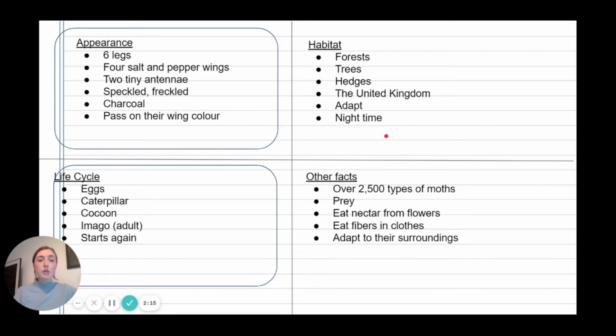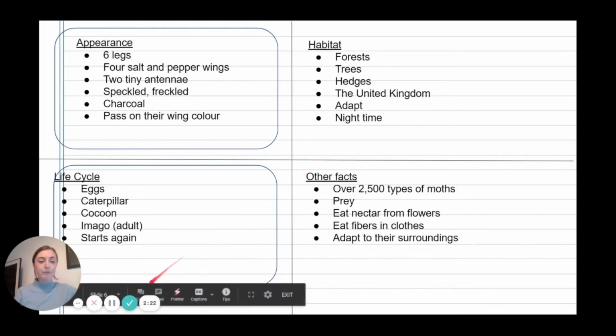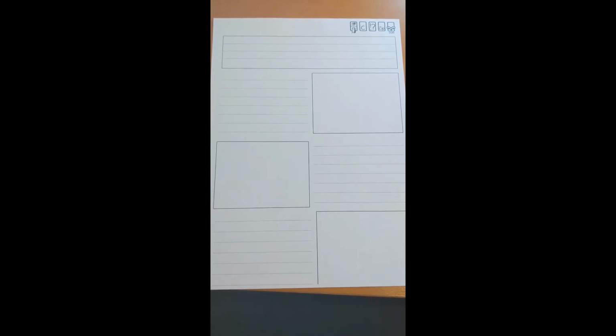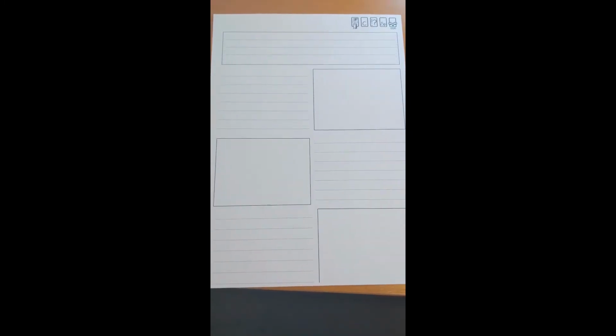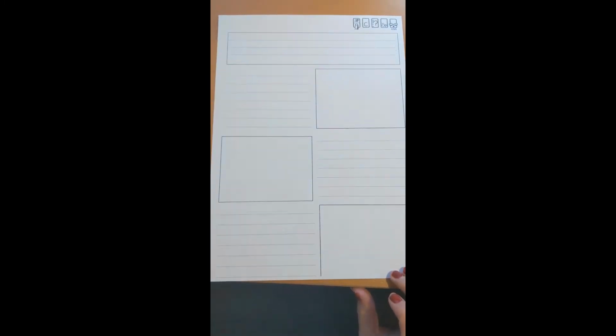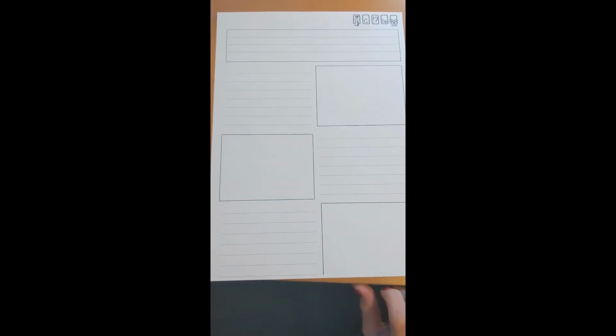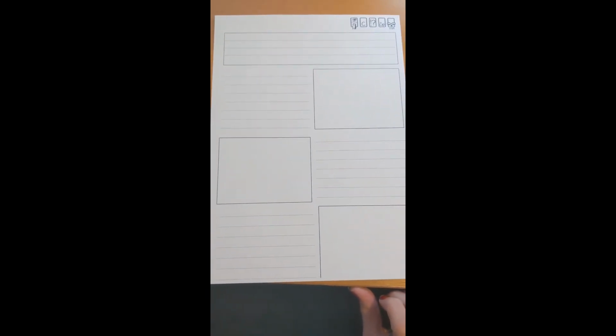So I'm now going to show you me coming up with my title and beginning to write the first 2 sections of my fact file. This is the layout we're going to use for our fact files. If you're able to print it out, you can. If not, you can just draw this into your home learning book.